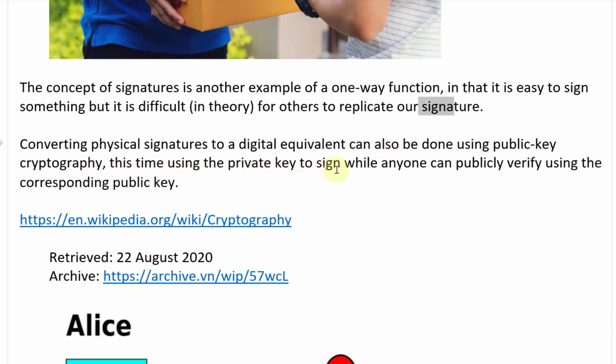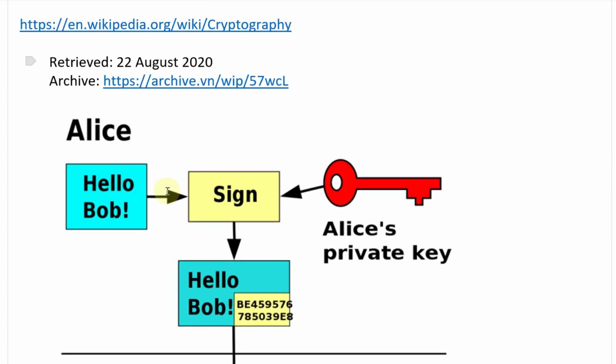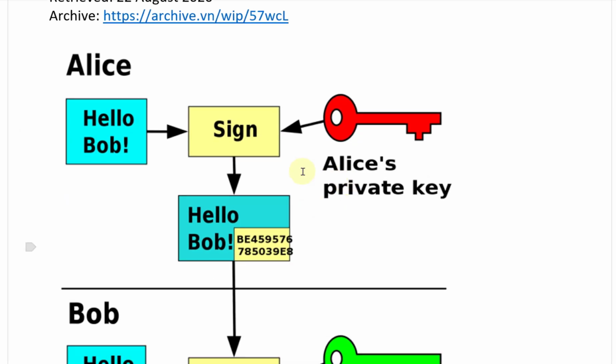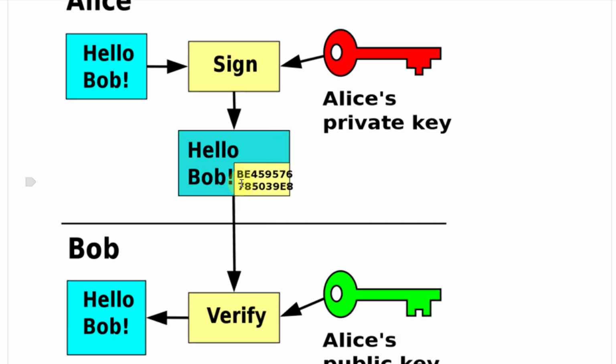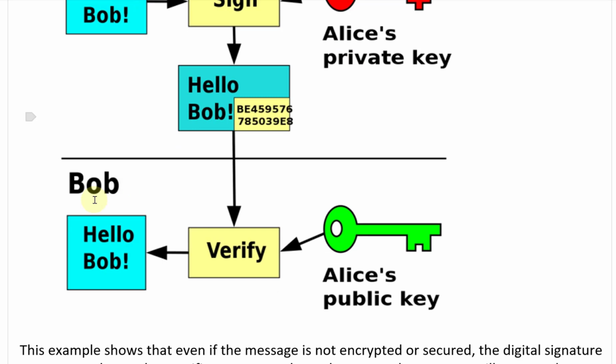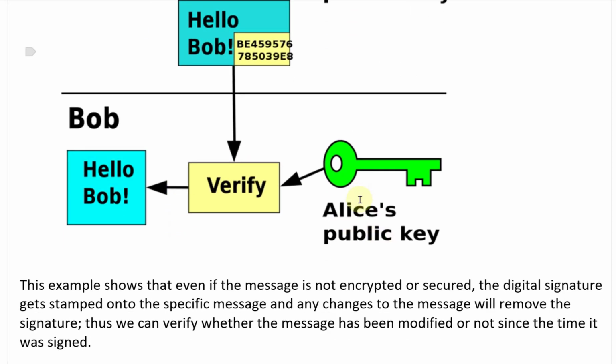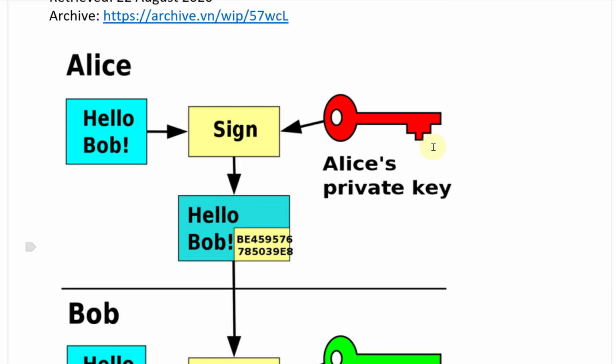Again, in theory. Converting physical signatures to a digital equivalent can also be done using public key cryptography, this time using the private key to sign, while anyone can publicly verify using the corresponding public key. So for example, here, if Alice puts a "Hello Bob" message right there, she could sign this message using the private key, so that this message has a cryptographic signature that states that Alice has signed this message. Now Bob can verify this message was signed by Alice's private key by just using Alice's public key, which is public. Anyone could just go verify that this signature is actually from this private key.